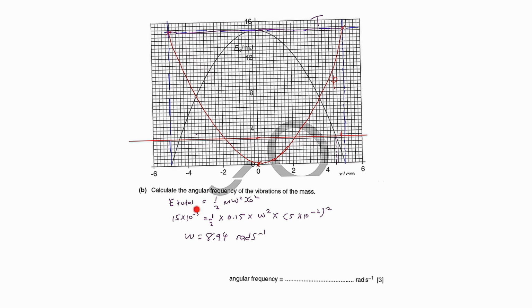So 15 millijoules is half m omega squared x naught squared. So refer to your question, mass was given. Now x naught represents amplitude. That you can obtain from the graph because this is your amplitude. Can you see amplitude is 5 centimeters? So substitute 5 centimeters here. Don't forget to change it to meters because radian per second is SI. This has to be SI. Then put the square there because x naught squared, and then you should be able to find your omega as 8.94.